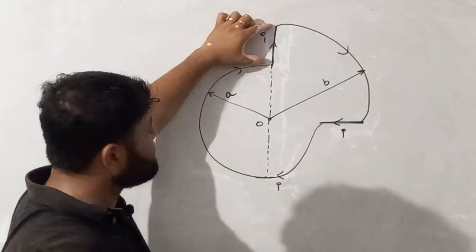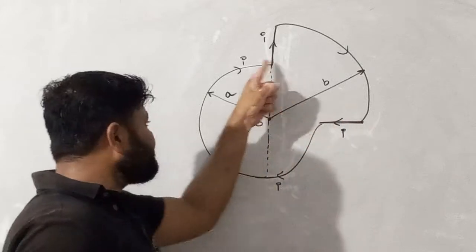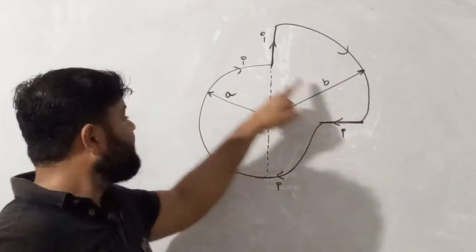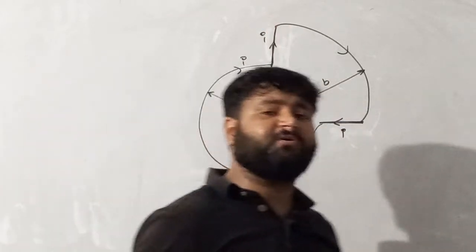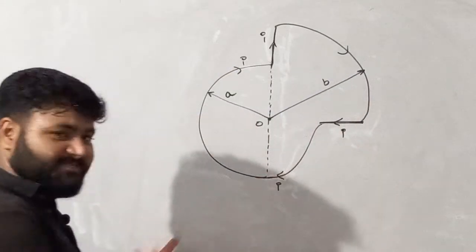See, basically this is considered to be a straight wire. This is also considered to be a straight wire. This is considered to be a circular arc. This is also considered to be a circular arc. This is a semicircular arc, and this arc is basically 1/4 part of the circle. I hope you all are understanding. So just try to solve this question.